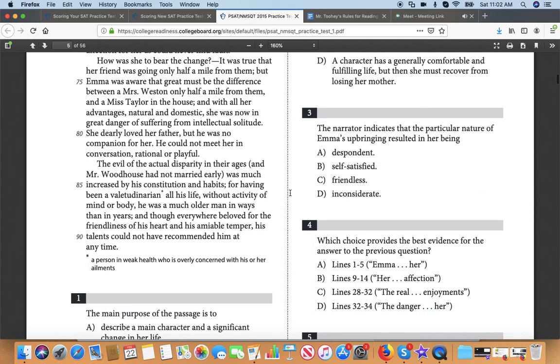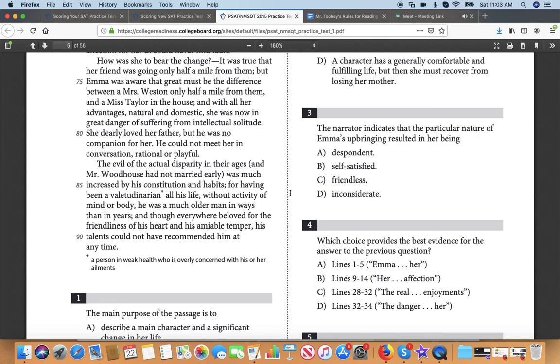You could say it means you're satisfied with yourself. There's a connotation there that I want you to understand. Excessively and unwarrantedly satisfied with oneself or one's achievements. It has a very negative connotation. Excessively satisfied with oneself. Almost egotistical. Do you see any evidence that the narrator indicates her upbringing results in her being excessively self-satisfied?